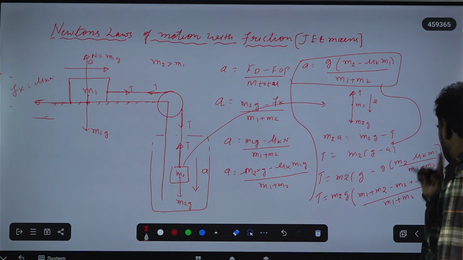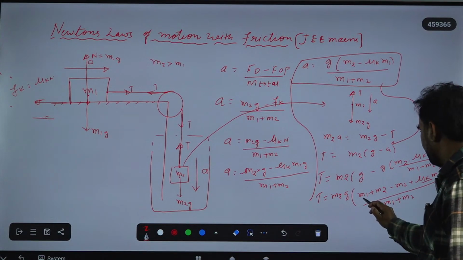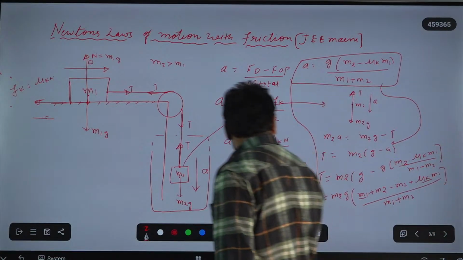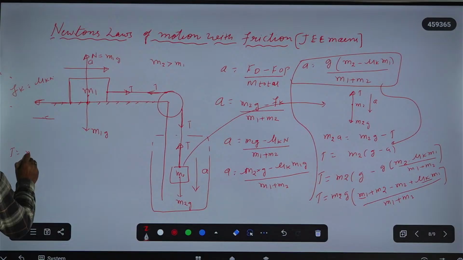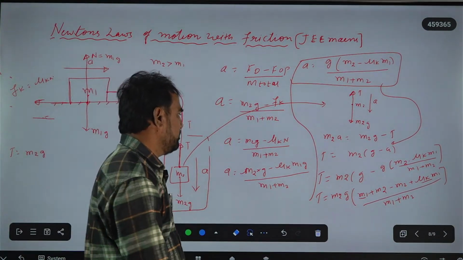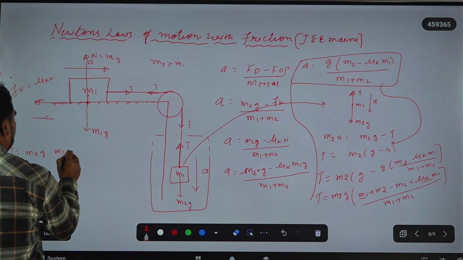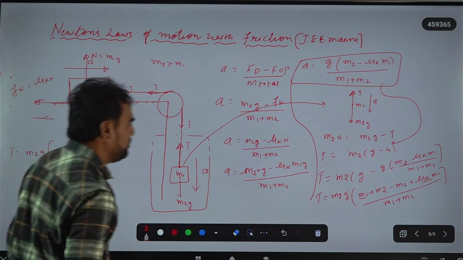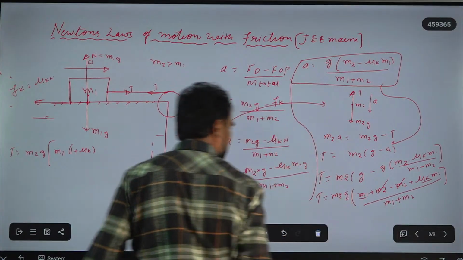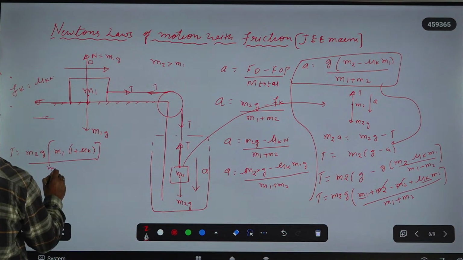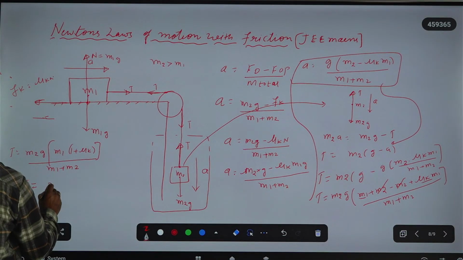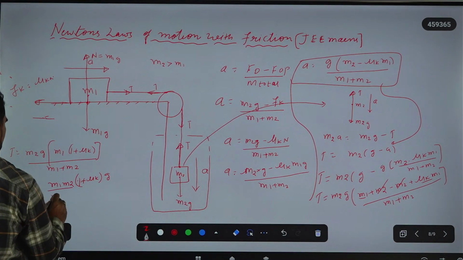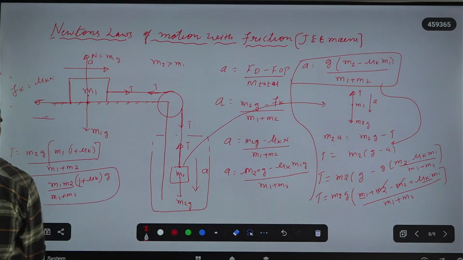Here mu k m1 is there and m1 is there. From these two terms you can take m1 common. Then T is equal to m2g into m1 common, and the remaining is 1 plus mu k, since m2 minus m2 gets cancelled out, upon m1 plus m2. That is, T is equal to m1 m2 into 1 plus mu k into g upon m1 plus m2. This is the tension force in the string.